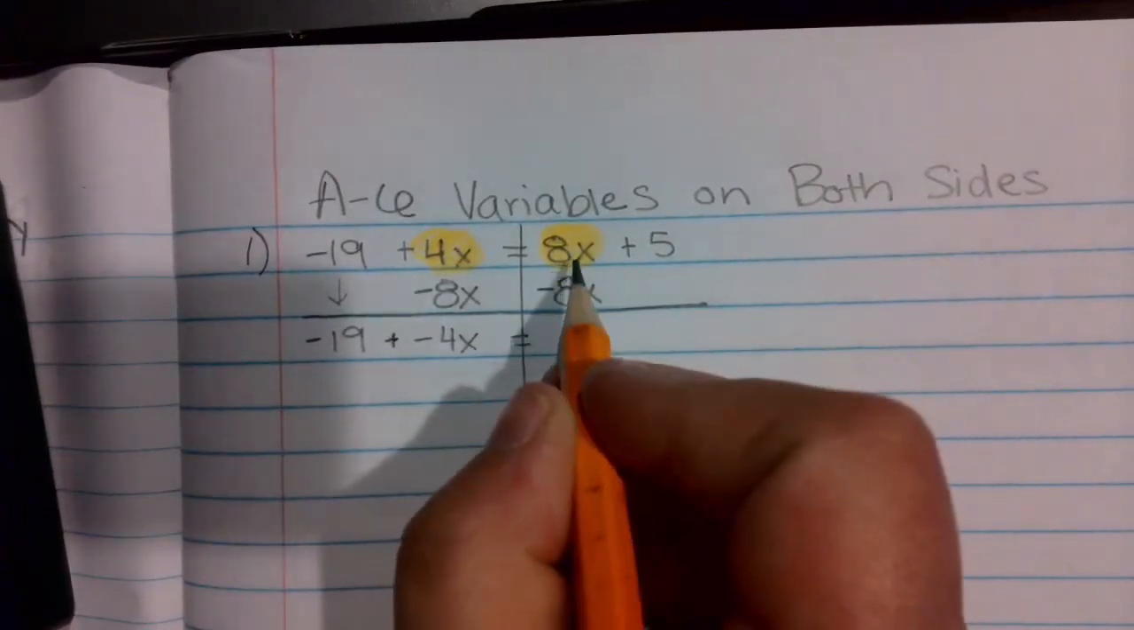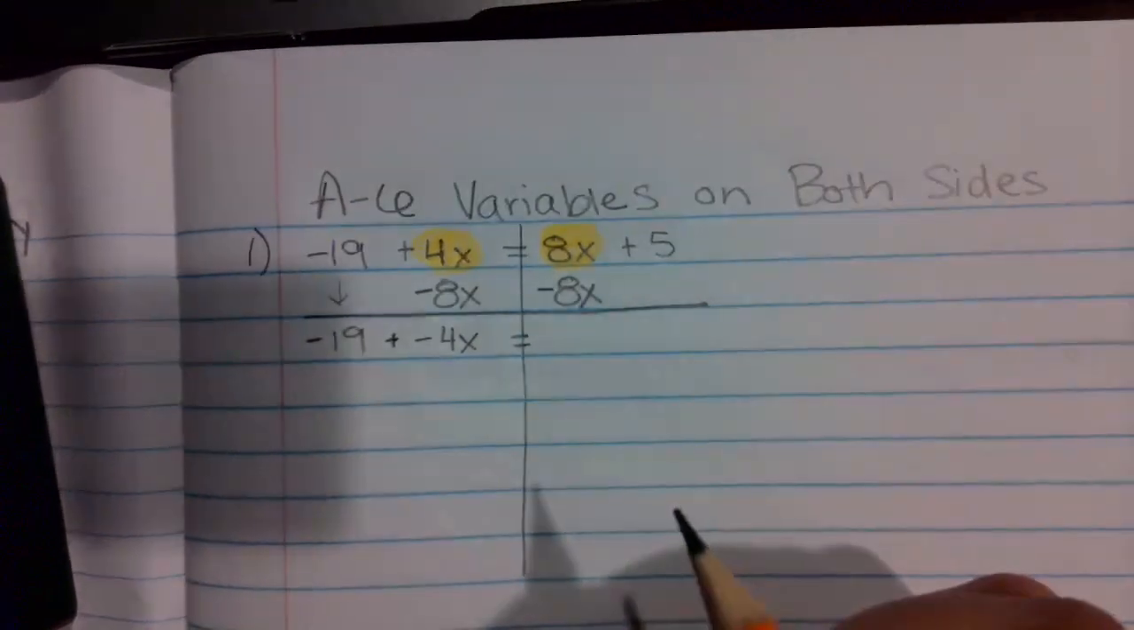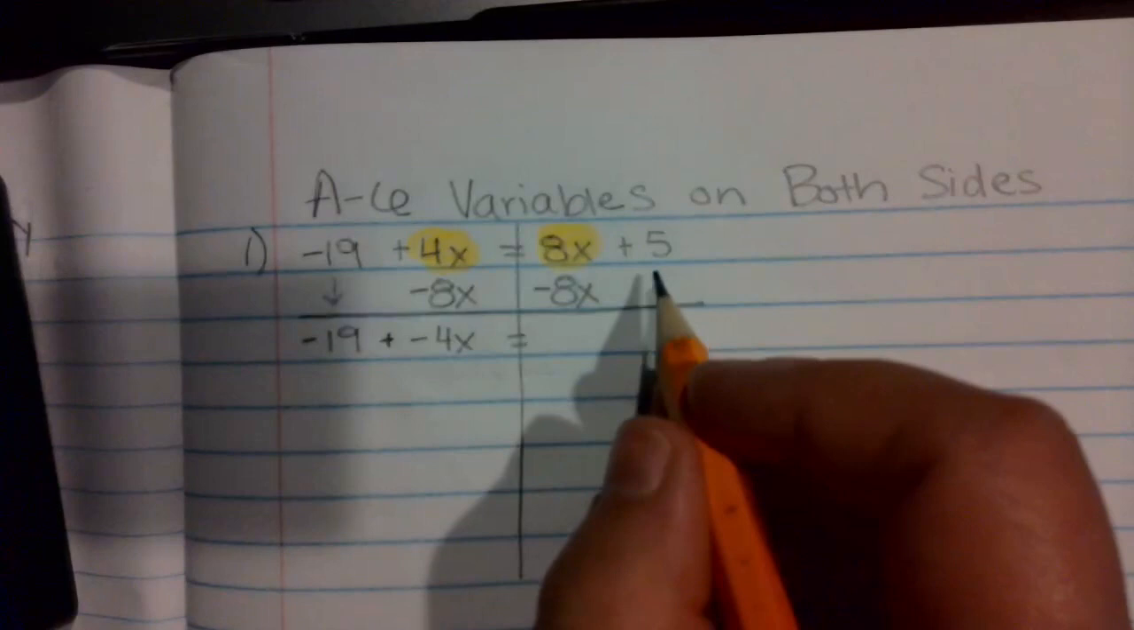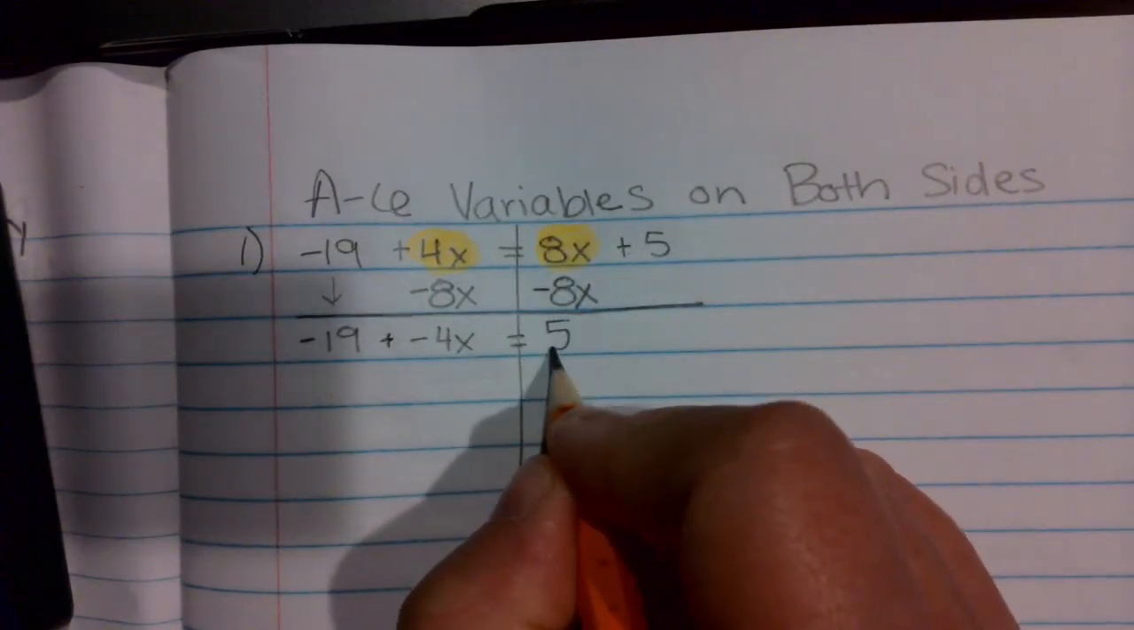equals. Now if I have 8 x's and I take 8 x's away, we're going to be left with no x's. So I'm really just left with 5. Ignore that background noise there, sorry.